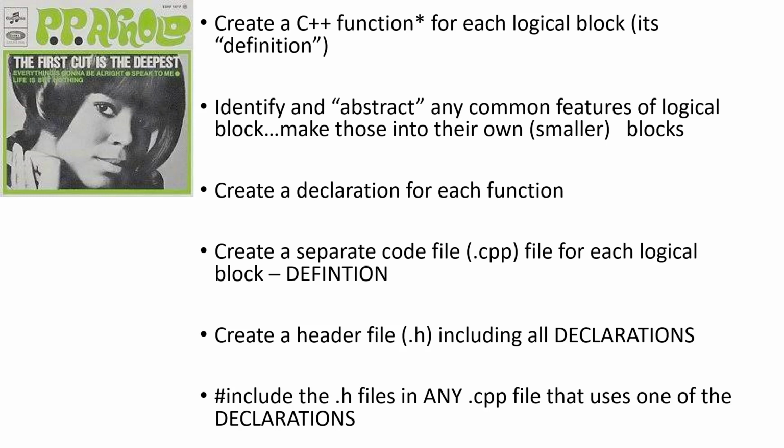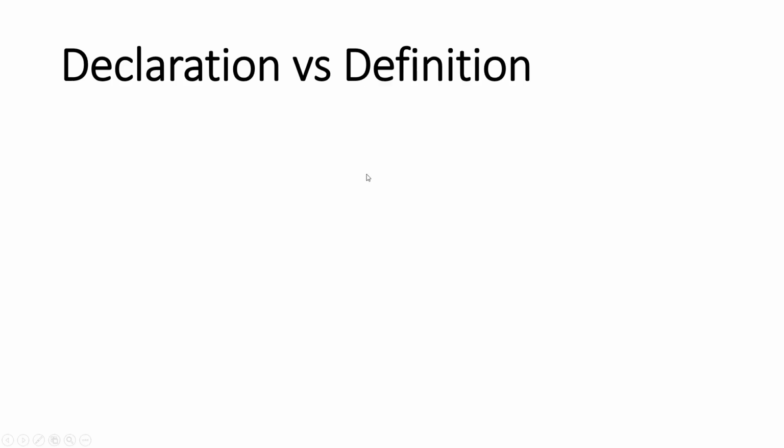So the first cut we're going to make is to create a C++ function, often done by creating a class, but that is something for a future video. I'm going to stick to simple functions with this. That we're going to call its definition. We've got to identify and abstract or take out any common features of logical blocks and make them into their own smaller blocks. Then we create a declaration for each function.